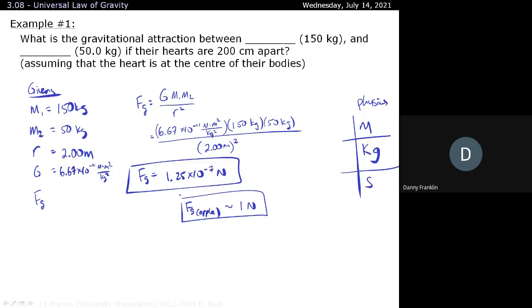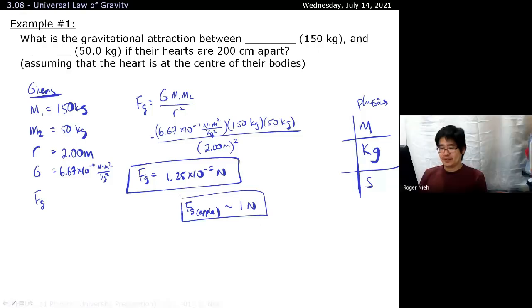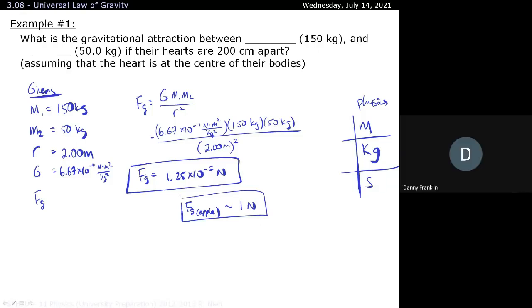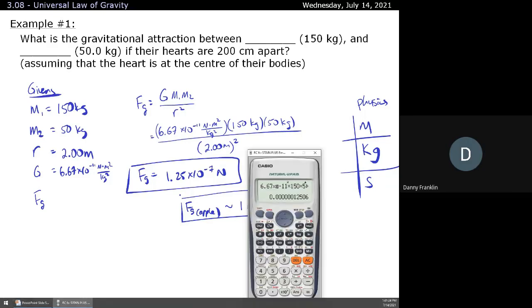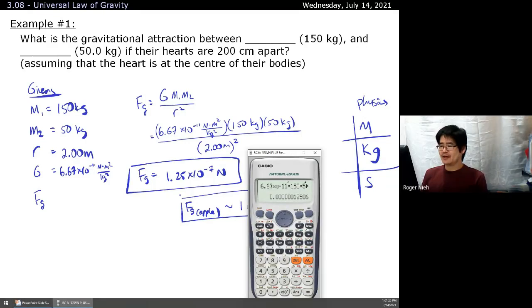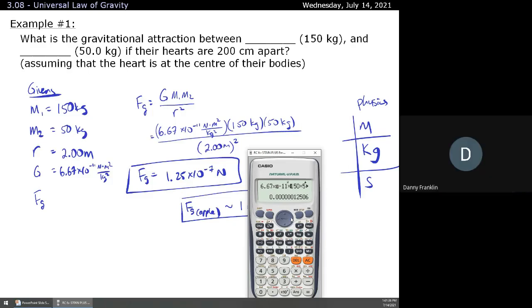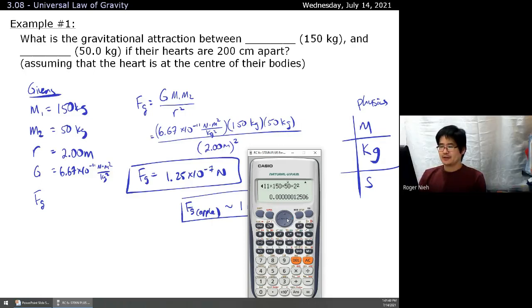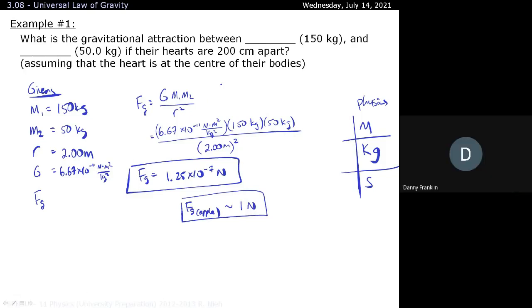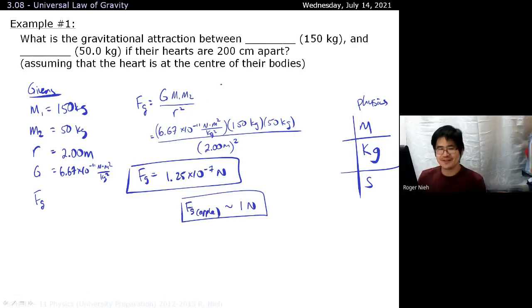Could you go over how to find it again? What, on a calculator? Again, after you sub in all the values, you type in 6.67 times 10 to the negative 11, multiply it by 150, multiply it by yet another 50, and divide by 2 squared. Oh, you mean the formula? Yep, the formula is provided right on the screen, right up here. It's all available.